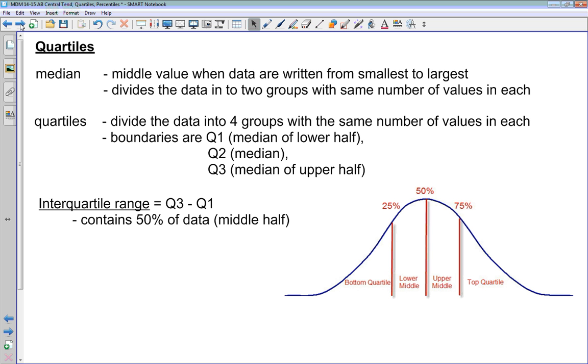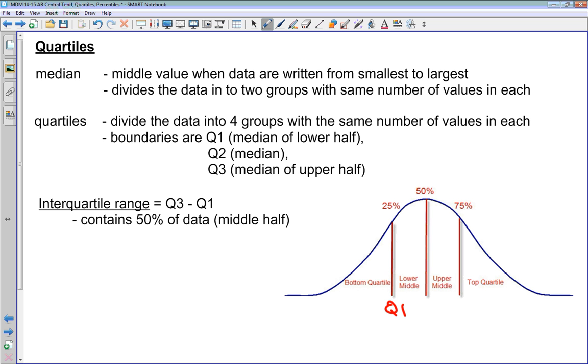So the boundaries between these quartiles are called Q1, which is the boundary between the first quartile and the second quartile. So on our little picture here, you can see we've divided this into the bottom quartile, lower middle, upper middle, and then the top. Q1 would be this boundary between the bottom and the lower middle quartile, between the first and the second. Essentially, Q1 is the median of the lower half of your data set.